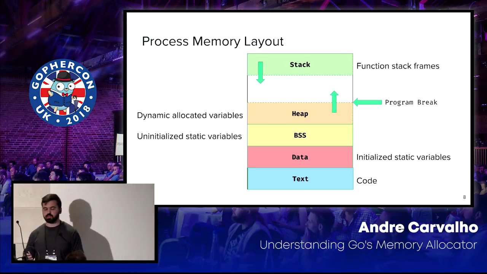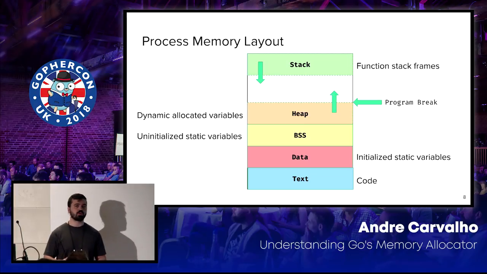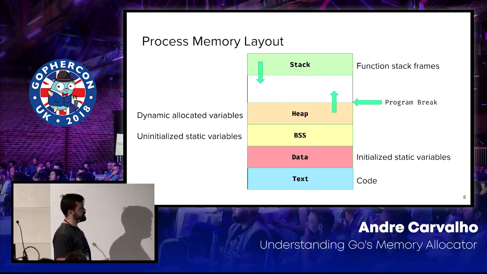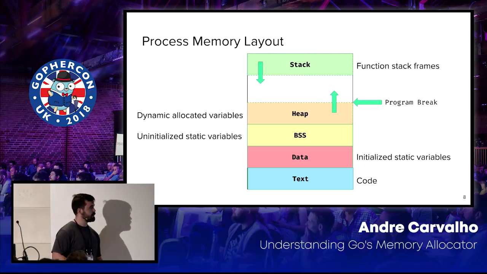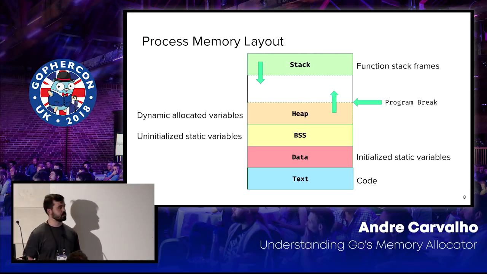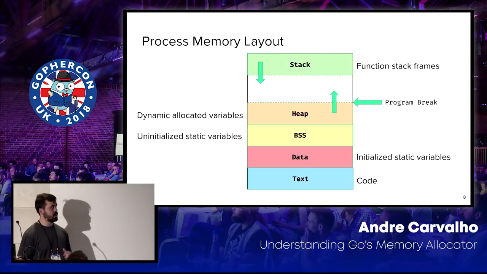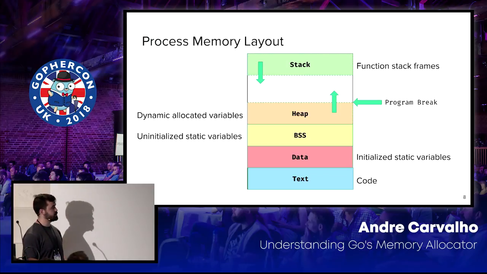Okay, and also another concept that's important to understand is how a process is laid out in memory while it's running. A process memory layout is divided into multiple segments. The first segment is the text segment, which contains the binary code that was loaded from the binary. The second segment is the data segment, which contains initialized static variables. Then the BSS segment, which holds uninitialized static variables. And then the two most important ones, which is the heap. And the heap is where dynamically allocated variables are stored.